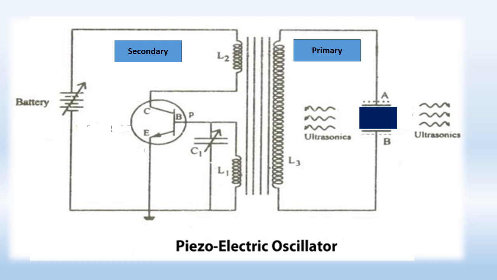The variable capacitor C1 is adjusted so that the frequency of the applied AC voltage equals the natural frequency of the quartz crystal, and thus resonance takes place and the vibrating crystal produces longitudinal ultrasonic wave of large amplitude. So this is how we generate ultrasonic wave using piezoelectric oscillator.